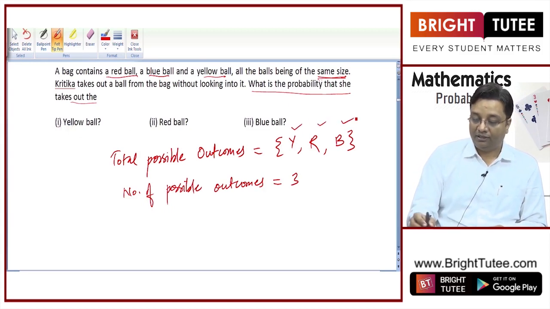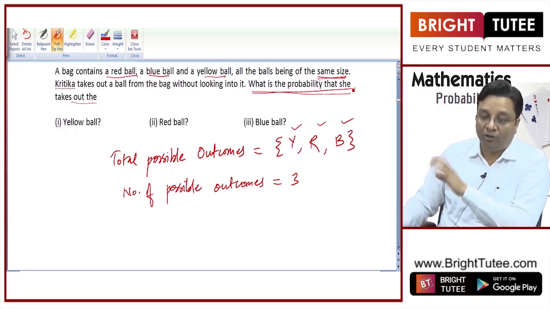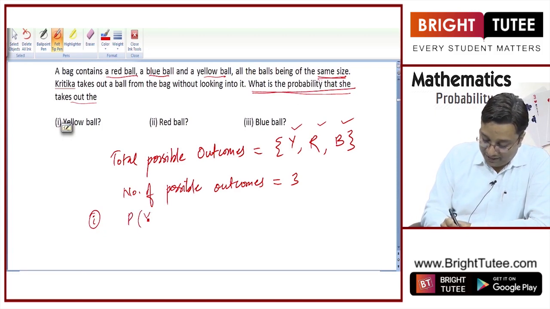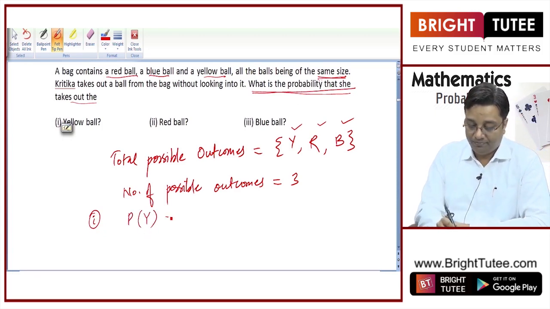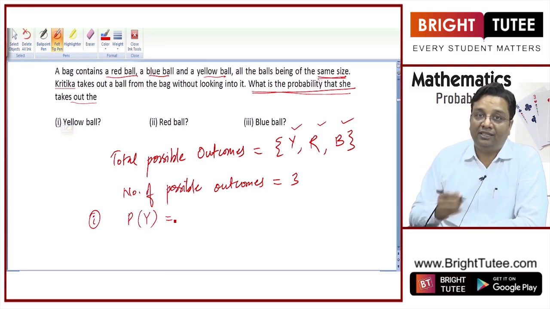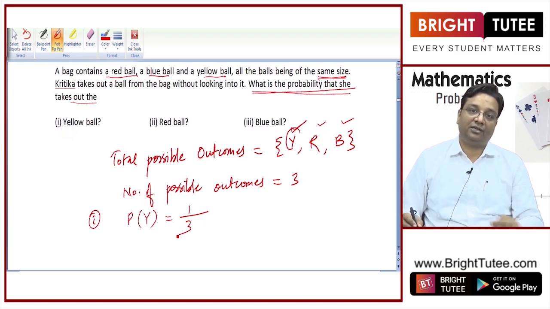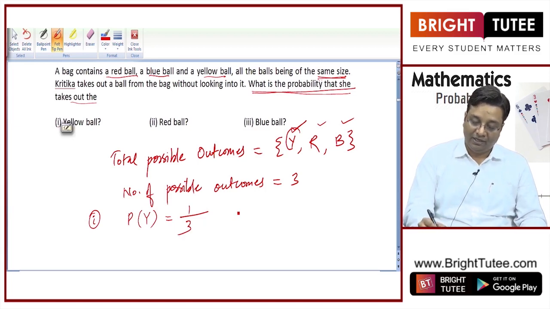Now, let us look at the question. What is the probability that she takes out the yellow ball? So, subpart 1, probability of taking out the yellow ball is equal to, what is the number of favorable cases? It is 1 only, taking out the yellow ball. So, 1 divided by the number of possible outcomes, which is 3. So, the probability of taking out a yellow ball is 1 by 3.